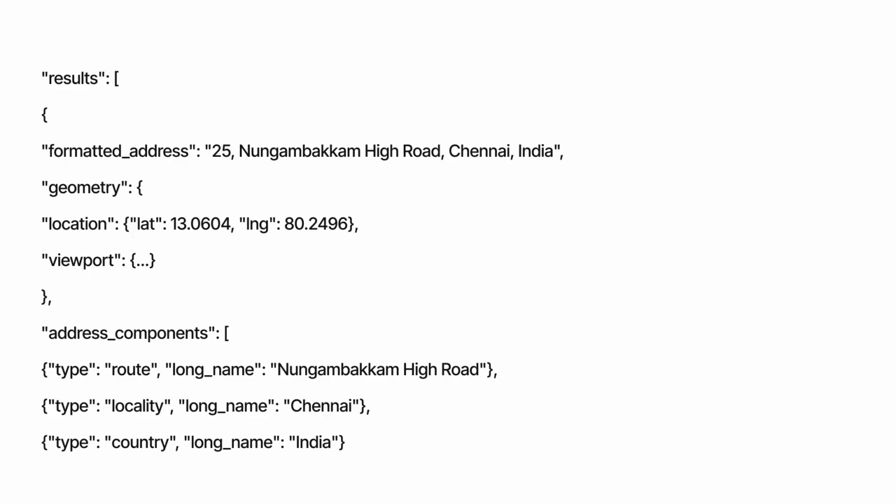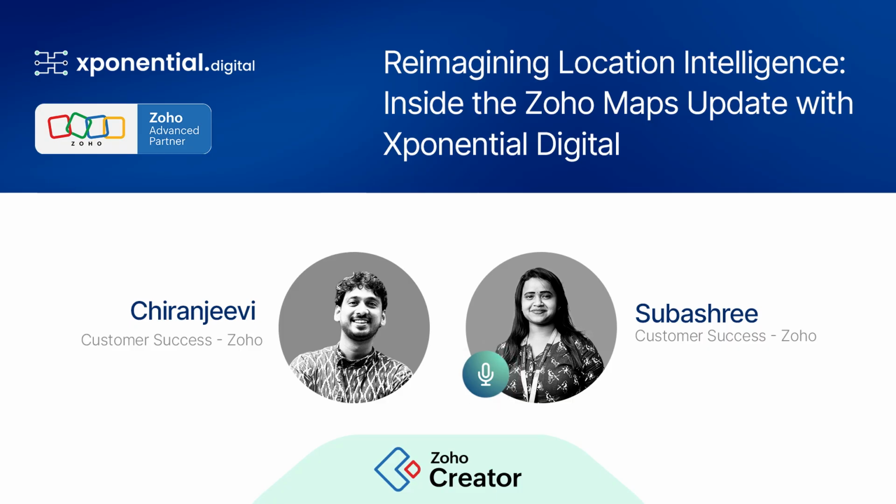Look at how readable that is. You know exactly where to pick the formatted address from, where the coordinates live, and what each part of the address represents. And that extra confidence field, that's new too. It helps you measure how sure the geocoder is about the match. Super handy when you're validating bulk address data.